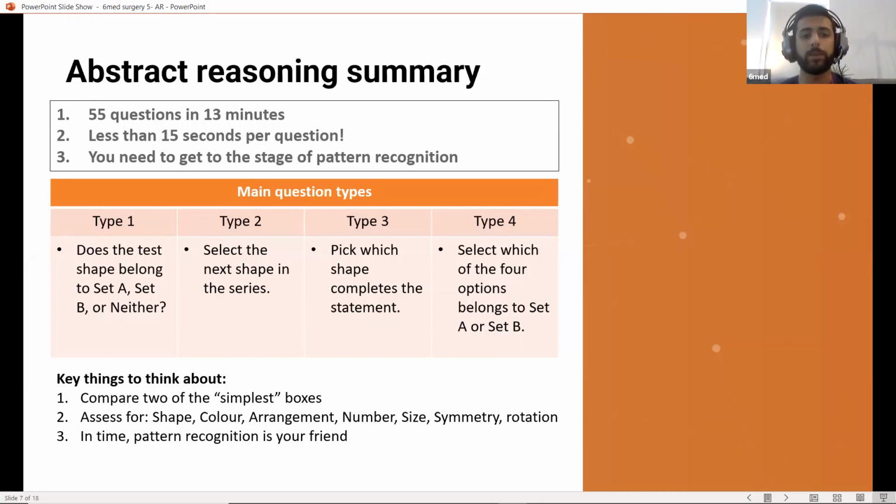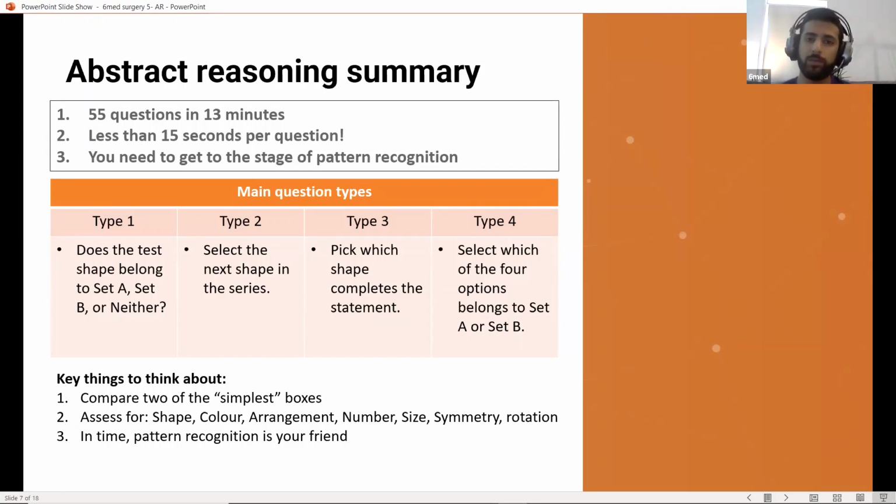So I've got the main question types there. Again, apologies to those of you who already know about this, but it's just a recap. The first type is the standard one: you'll get two sets, and then an example square, and you have to say, does it belong to A, does it belong to B, or does it belong to neither? That obviously relies on you knowing what the underlying pattern is.